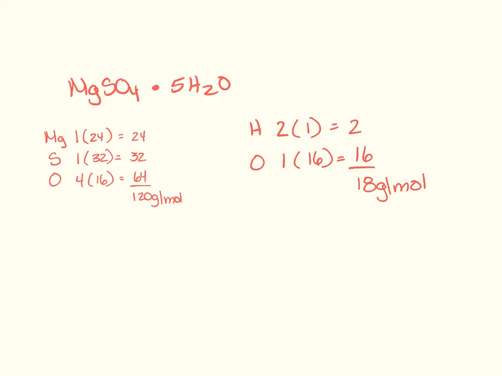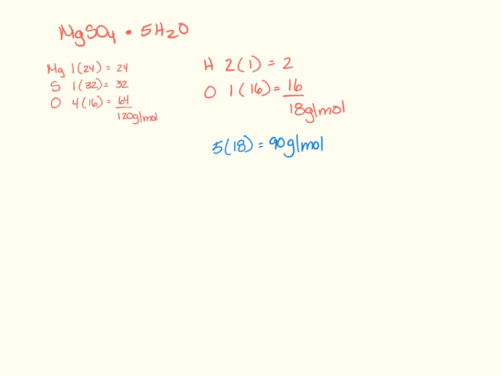That's for 1 water molecule, but we have 5 water molecules, as indicated by this coefficient right here. So we're going to take 5 and we're going to multiply it by 18, and we're going to get 90 grams per mole. And that will be the water portion of my hydrated crystal.